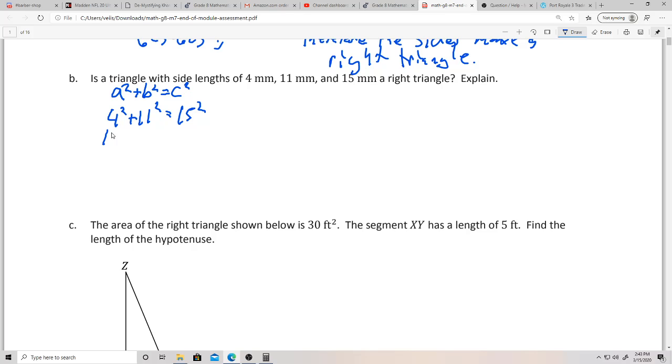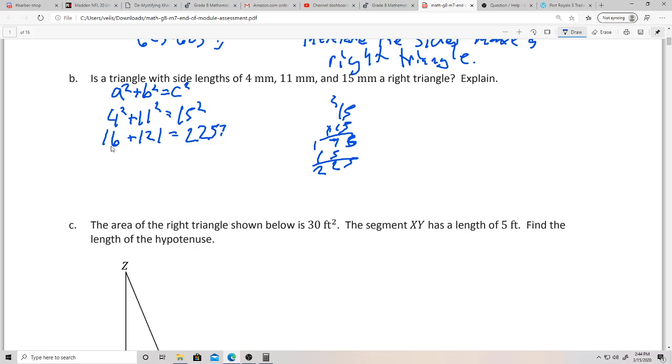All right, and then we know that 4 squared is 16, 11 squared is 121, and 15 squared is what? 225? I messed that up? Check that out. This is a 5, right? 5 and 2, carry the 1. 2, 2, 5. All right, so you can kind of see already.